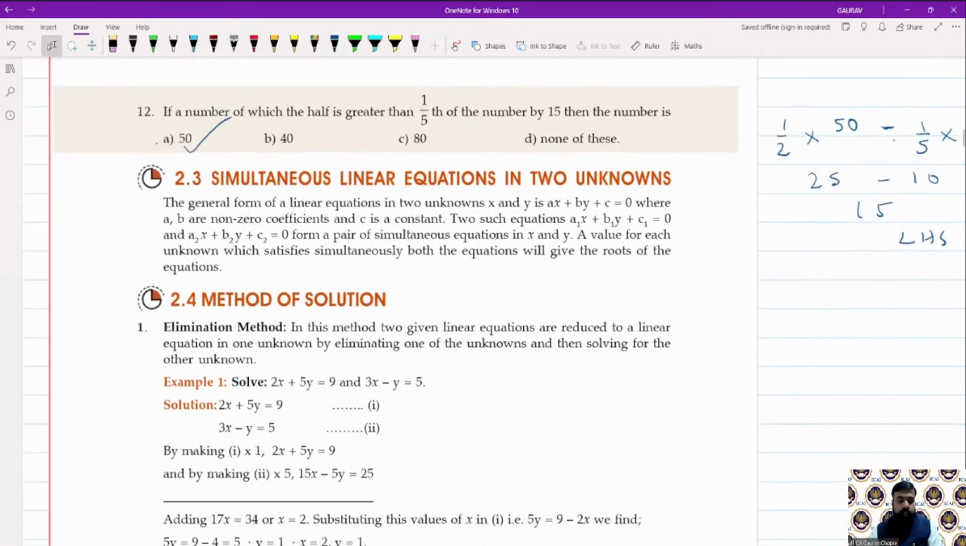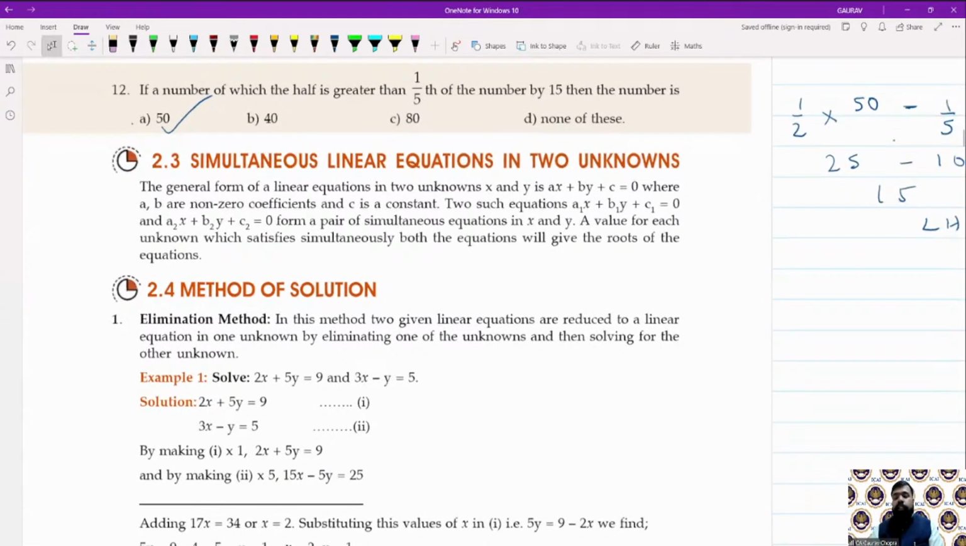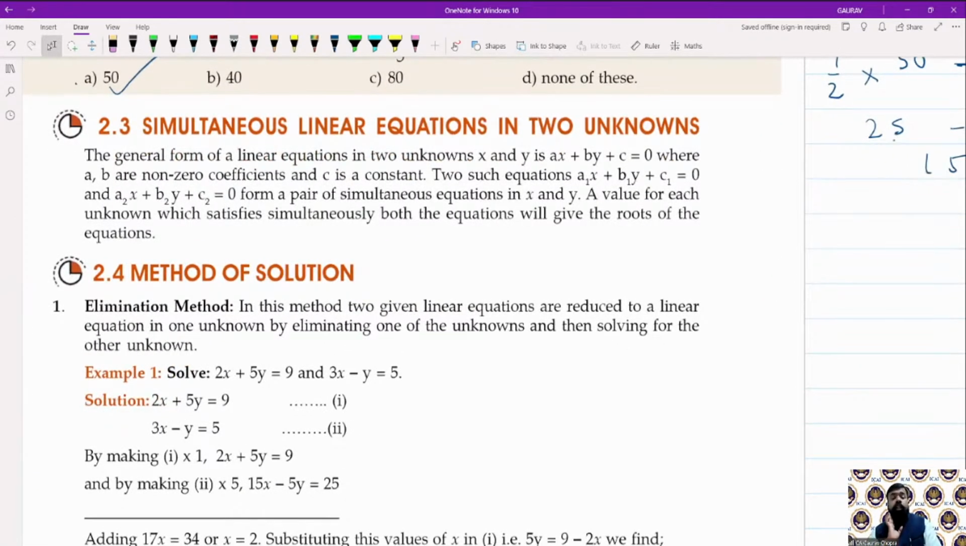Now the next one is to solve the equations simultaneously. So till here, there was only a single variable and we had to solve the equations using a single variable. Now, there will be the next concept of solving two equations having two variables like x and y. The two variables will be given in the equations and we have to solve the equations simultaneously to get the result of x and then y.